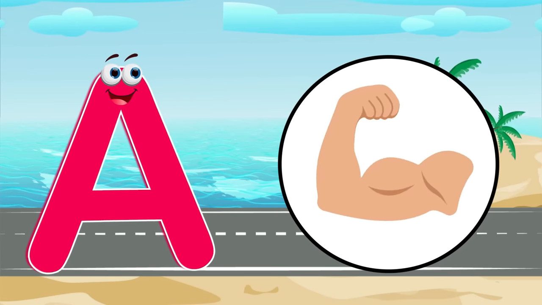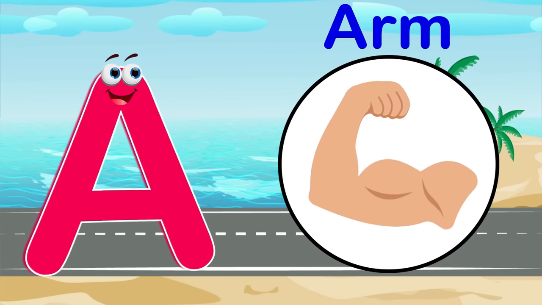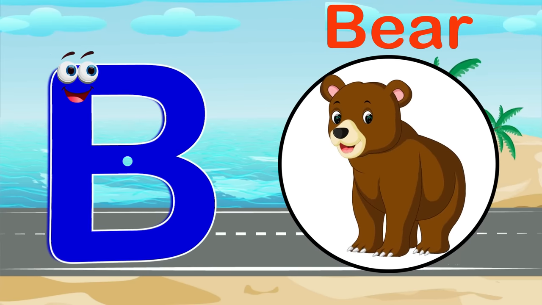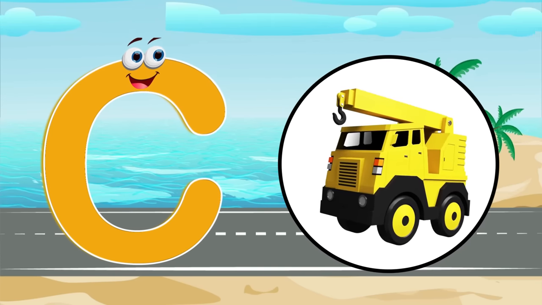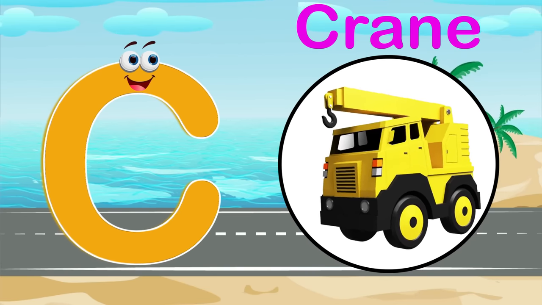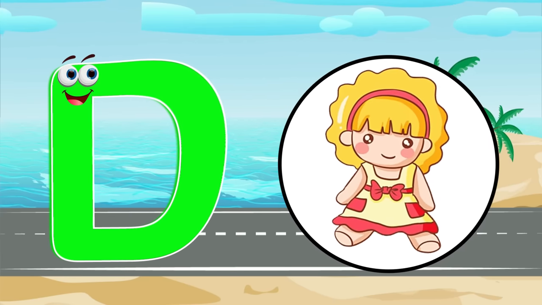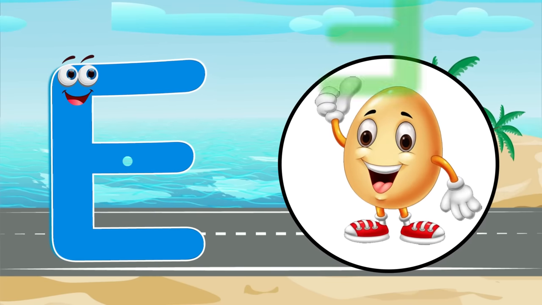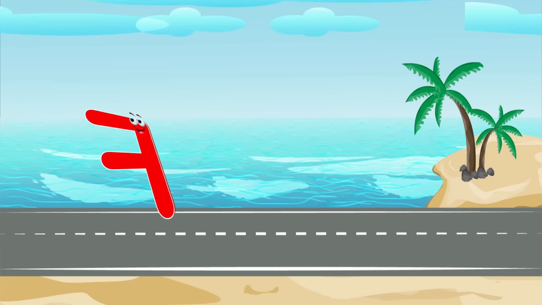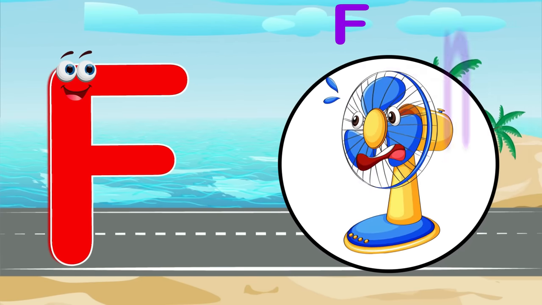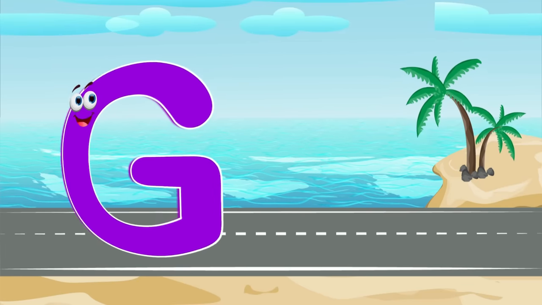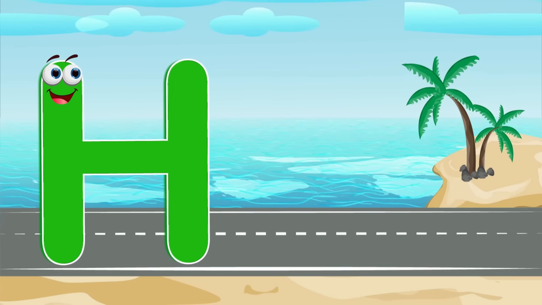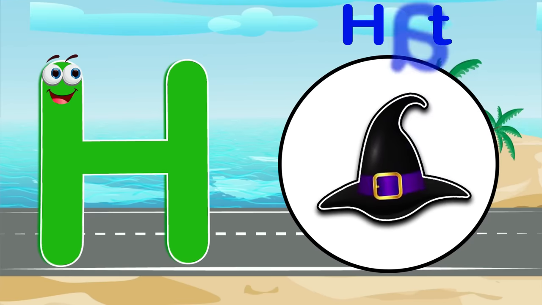A is for arm. B is for bear. C is for crane. D is for doll. E is for eggs. F is for fan. G is for guitar. H is for hat.